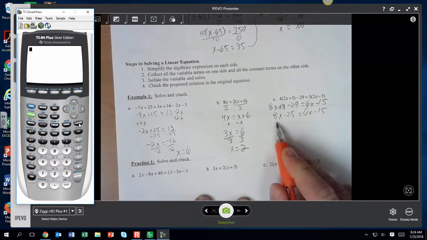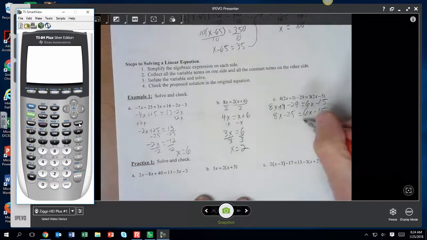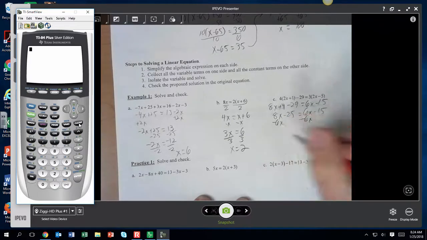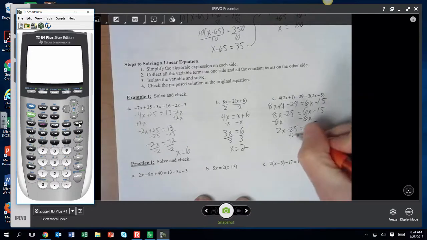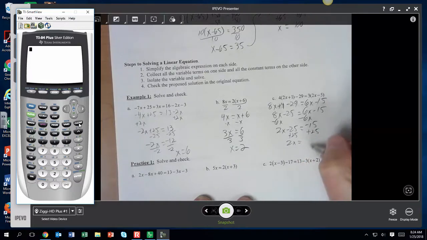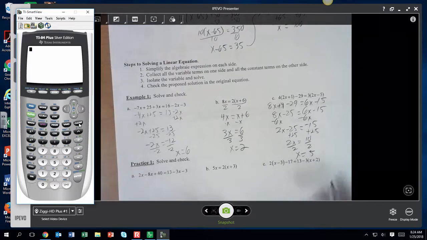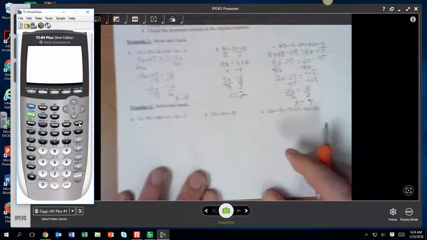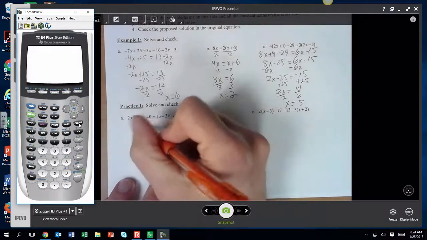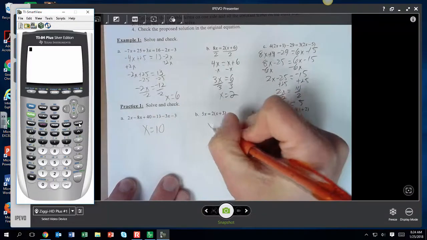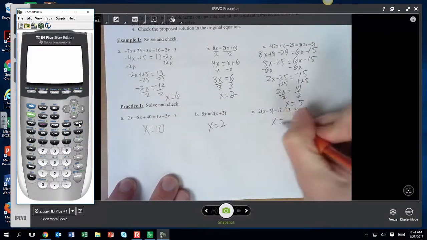I'll have the x's, I want them on the left side. It doesn't matter which side, but if I put them on the left side by subtracting 6x from both sides, I end up with a positive 2x minus 25 equals negative 15. I'm going to add 25 to both sides to isolate my 2x here. So 2x equals 10. Divide through by 2, and x equals 5. So go ahead and pause the video and try the 3 practice problems. Okay, my first one, x equals 10, x equals 2 for b, and x equals 6 for c.